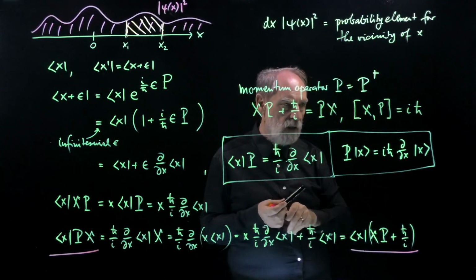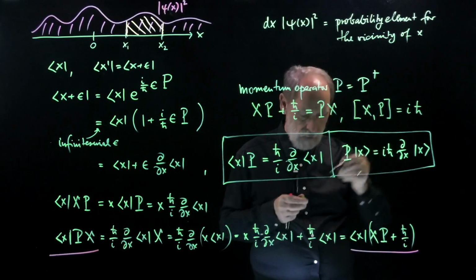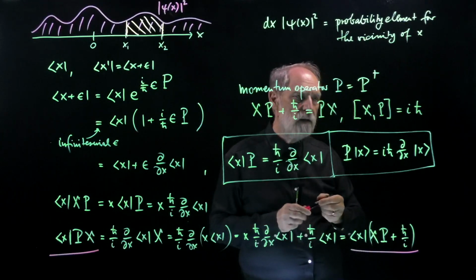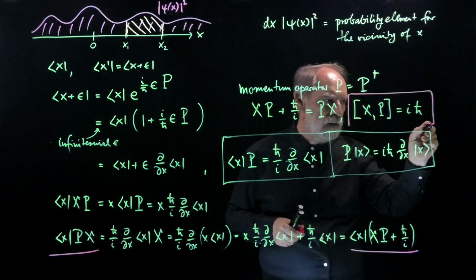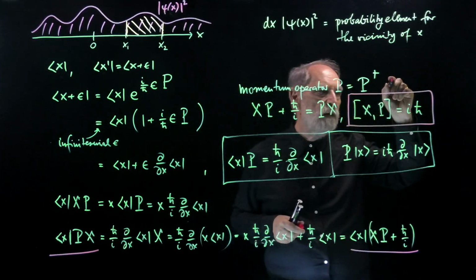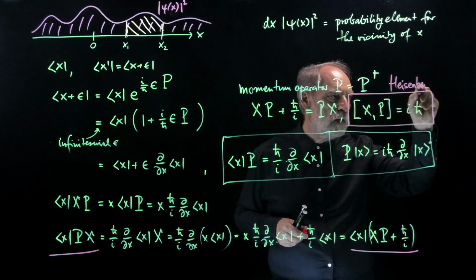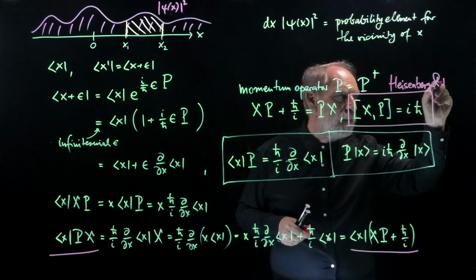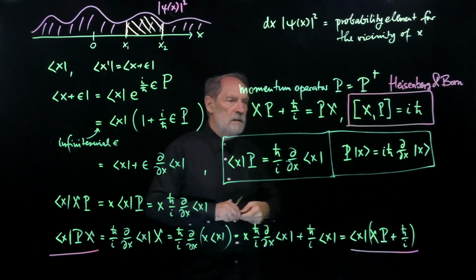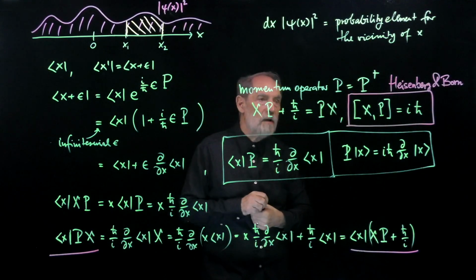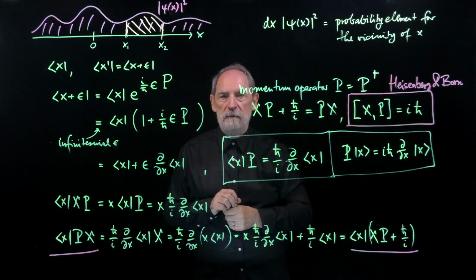And so what we have arrived at here is a very famous commutation relation for position and momentum that was found by Heisenberg with some help provided by Born. So it's known as the Heisenberg commutation relation for position and momentum.